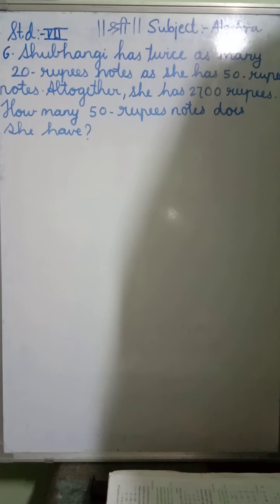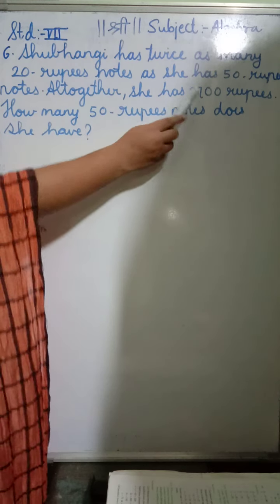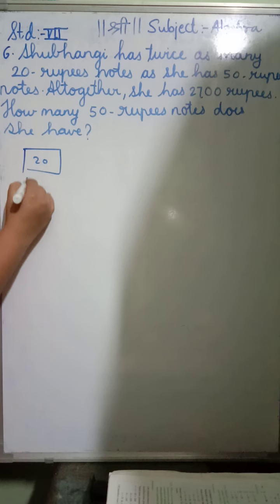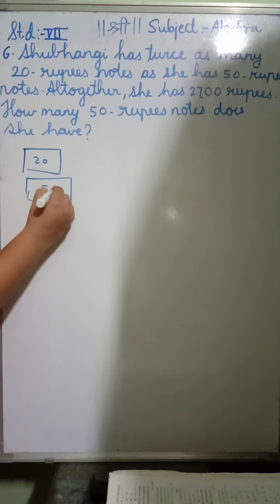Question number 6. Shubhangi has twice as many 20 rupees notes as she has 50 rupees notes. Altogether she has 2700 rupees. How many 50 rupees notes does she have? See children, she is having 20 rupees notes and 50 rupees notes.